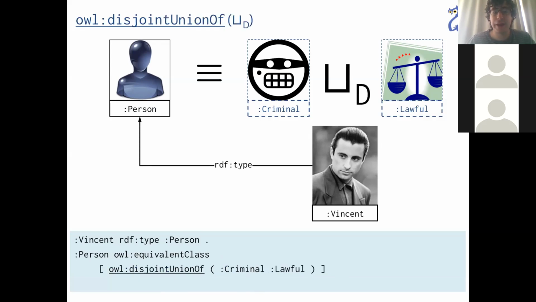So what if we wanted to say that it's really an XOR? A person is either a criminal or lawful, but cannot be both. We have a feature called disjoint union of, which states that it's the disjoint union of these two, and that a person cannot be both of these. So in this similar case, we can infer that Vincent must be either lawful or criminal, but cannot be an instance of both at the same time. So disjoint union of is like a shortcut, an abbreviation.